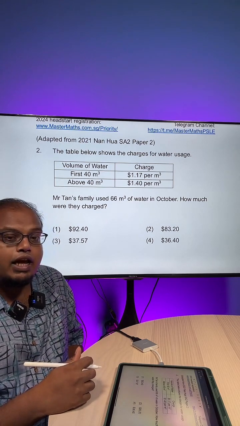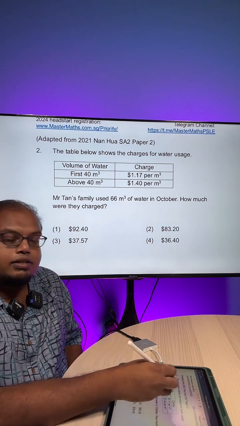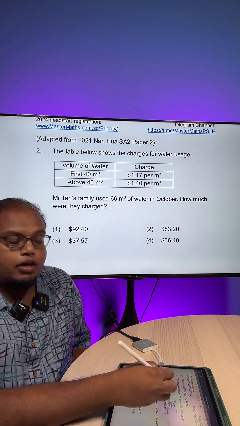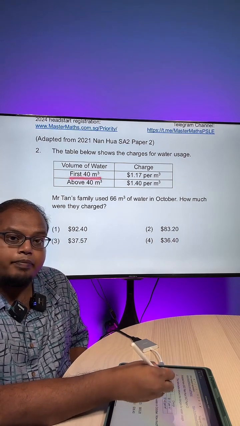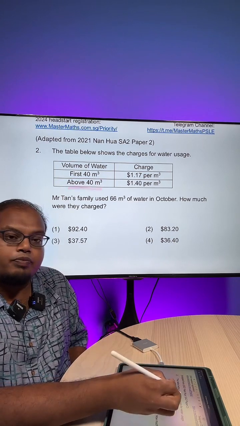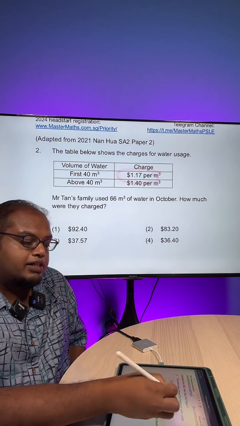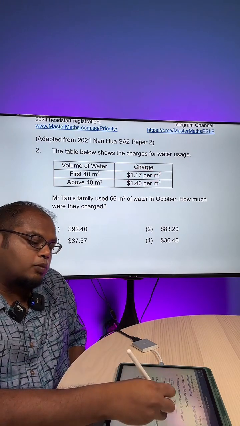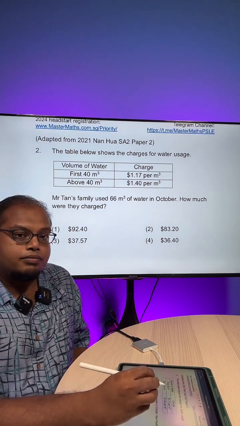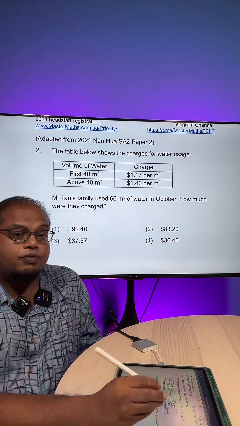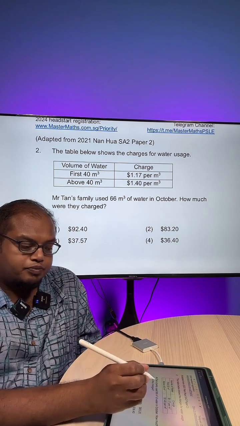For this question, I give you all some hints first. The hint here is, this is a question on rates. So there's the first 40 meter cube and above 40 meter cube. For the first 40 meter cube, there's a different pricing. And for the remaining amount after the 40 meter cube, you need to use the second pricing. For this question, they say that you need to calculate for 66 meter cube.